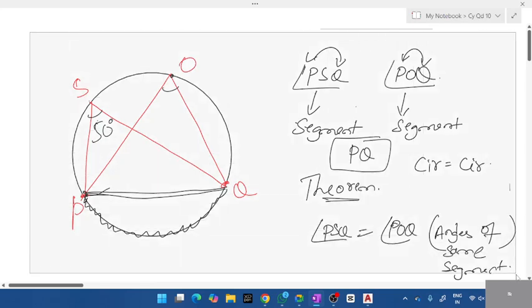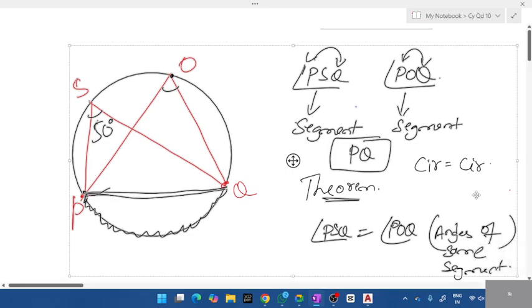Is it clear? Joanna, Lemuel, Naomi, Charisha? So don't blindly write theorem 1, theorem 2, students. The name doesn't matter whether it's theorem 1 or 2. You should remember the concept. Segment, segment, segment and sector. So you have to write the reason: angles of same segment. That's it.